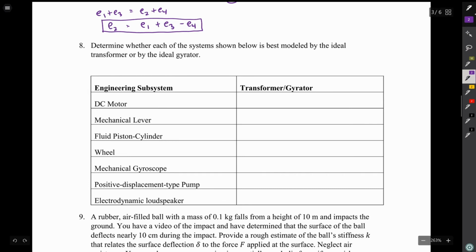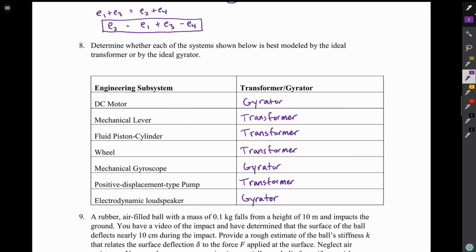In this next question, we're shown several engineering subsystems and asked whether they have the fundamental behavior of a transformer or a gyrator. So the DC motor is a gyrator, the lever is a transformer, the fluid piston cylinder is also a transformer, the wheel is another transformer, the mechanical gyroscope is a gyrator, positive displacement type pumps are transformers, and the electrodynamic loudspeaker is a gyrator just like an electric motor is.